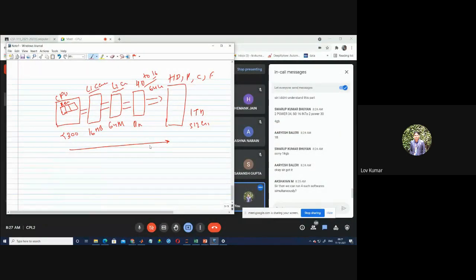If you are going by speed, the register is faster than the L1 cache, which is faster than the L2 cache, which is faster than the RAM, which is faster than your hard disk.